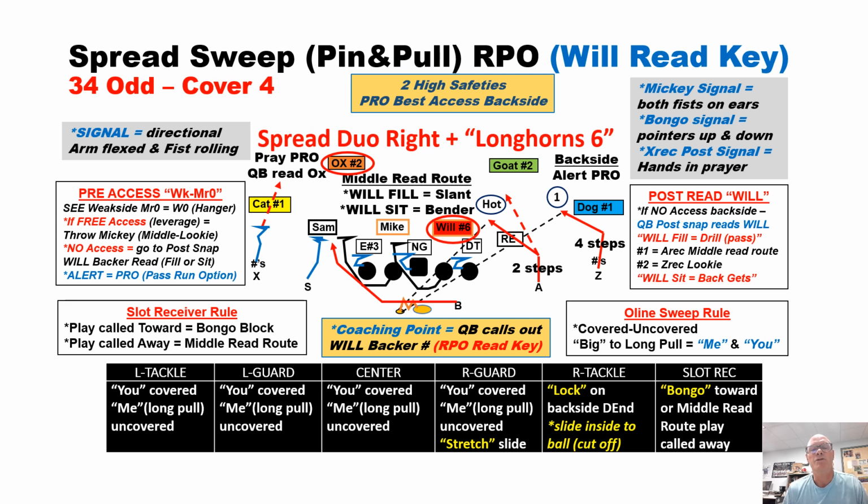Love running pin and pull sweep, especially versus these odd teams. We'll get both the guards pulling. Again, same rules. S will go block the Sam backer or the number 2 defender, and we'll do our Mickey read on the backside with the Will.